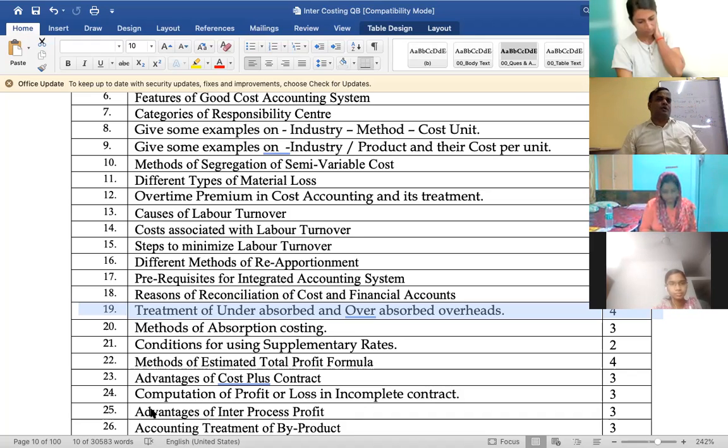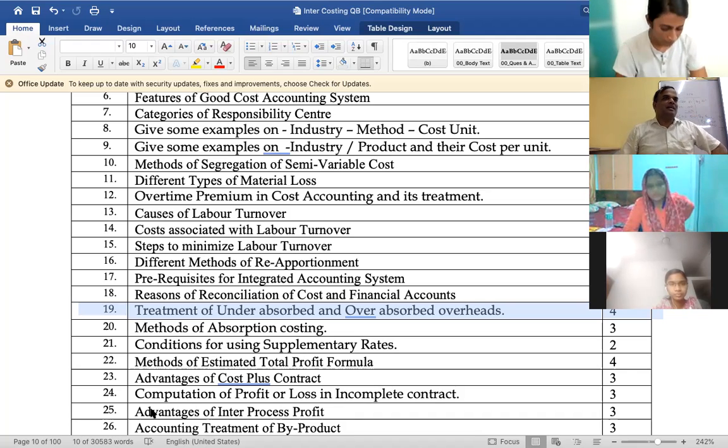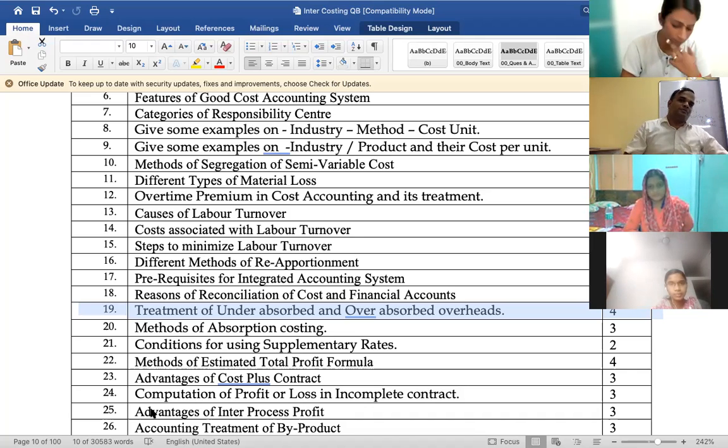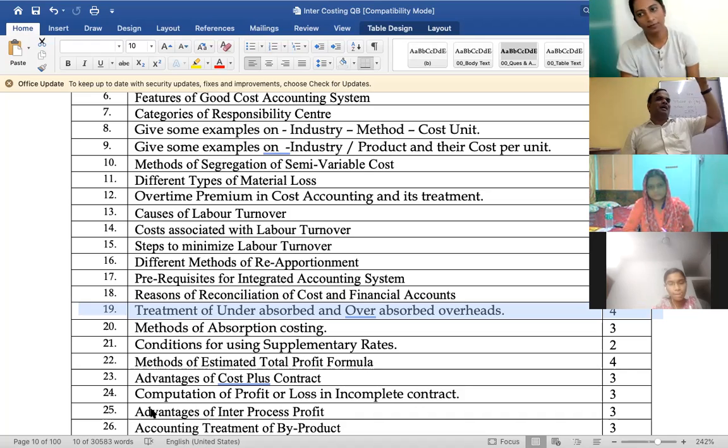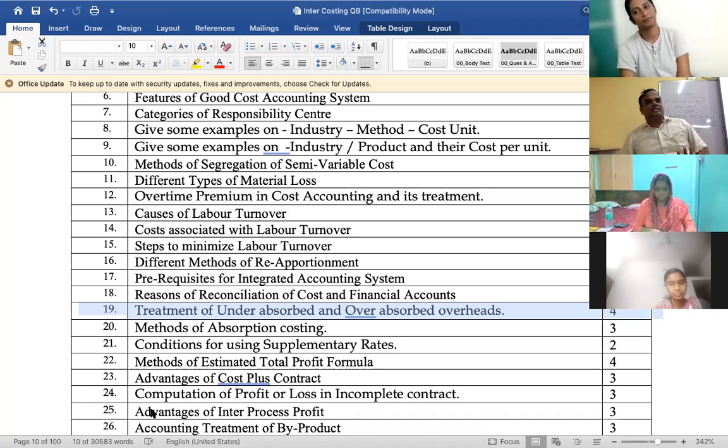Under absorption and over absorption. If the absorbed overhead is more than actual, it means over absorption. If the actual overhead is less than absorbed, it means over absorption. If the absorbed overhead is less than actual, it means under absorption.